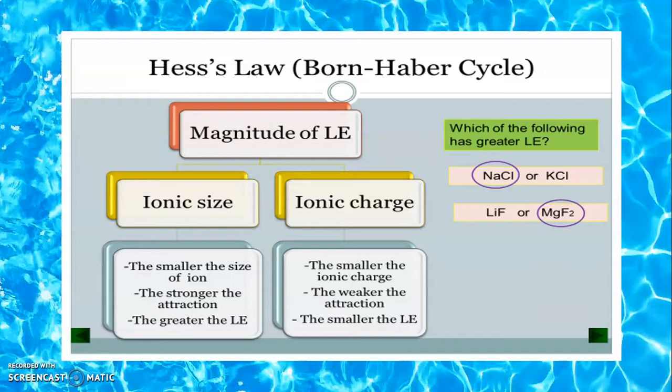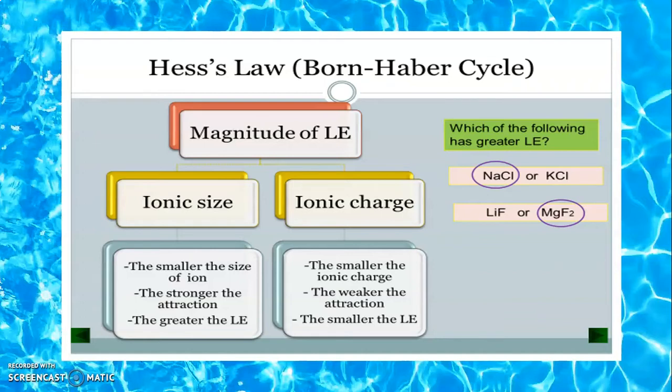Bismillahirrahmanirrahim. So we will continue our discussion a little bit on the Born-Haber cycle. Now, I would like to talk about the factors that can affect the magnitude of the lattice enthalpy or the lattice energy, the magnitude or the strength. So the strength of the lattice enthalpy depends on two factors: the ionic size, or the size of the ions, and the ionic charge, the charge on the ions.